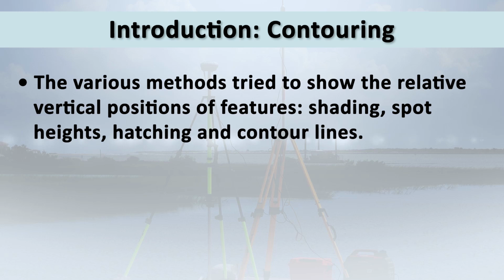While introducing surveying, it was mentioned that showing natural and man-made features on land in a plan is topographic surveying. Instead of showing the features only in their plan view, if their positions in elevation are also shown, it will enhance the value of the topographic map. The various methods to show the relative vertical positions of features in a plan are shading, spot heights, hatching and contour lines. Of all these methods, the commonly used method is drawing contour lines in the plan.